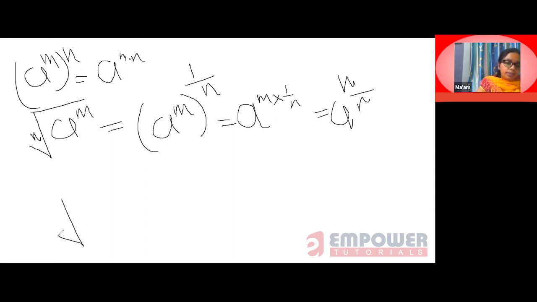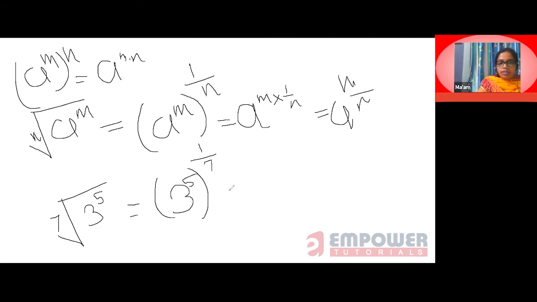So when I have something like this, let's say 3 raised to 5, so let's say 7th root of 3 raised to 5. Now I can write this in this form. So 3 raised to 5, I will write it as it is, and this is in root form, right? So I will write this number in the denominator. So this is equal to 1 upon 7. So this is equal to 3 raised to 5 into 1 upon 7. So this is equal to 3 raised to 5 upon 7.